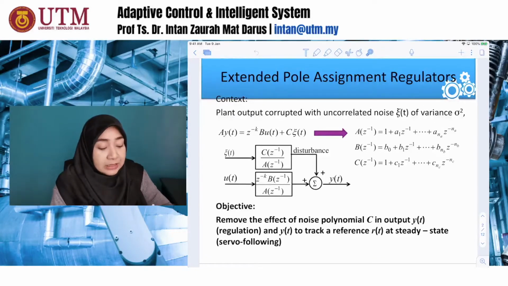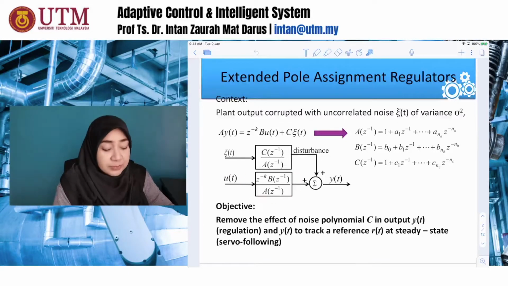In the beginning, this is your system where you have input u applied to your system with the transfer function of B over A. You have z to the power of minus k there as the delay to the system, and then you have a disturbance added to the response of your system. So what we want to do is allow the noise to be added, but we want to cancel the polynomial C in this system.